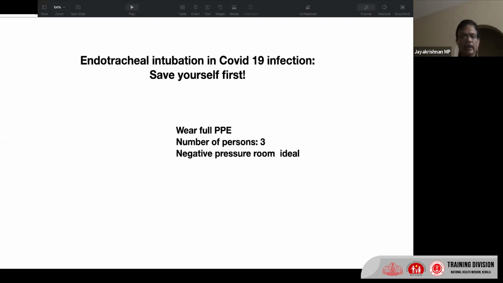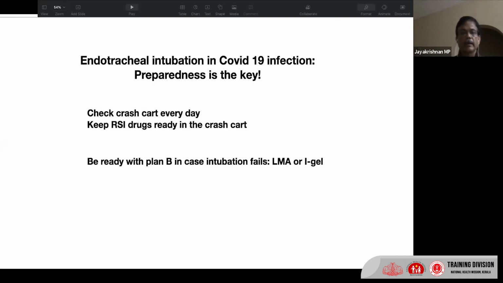And a minimum number of people should be there in the room where you intubate. Only 3. One person who is actually doing the intubation, one assistant, and the nurse to give you medications and all that. If you have a negative pressure room, it's ideal. And we discussed the importance of the crash cart, keeping everything ready. Preparedness is very important, so that you will not have a problem in an emergency.